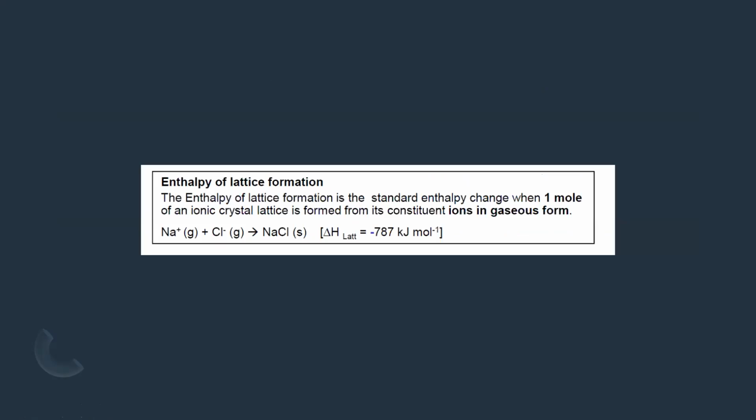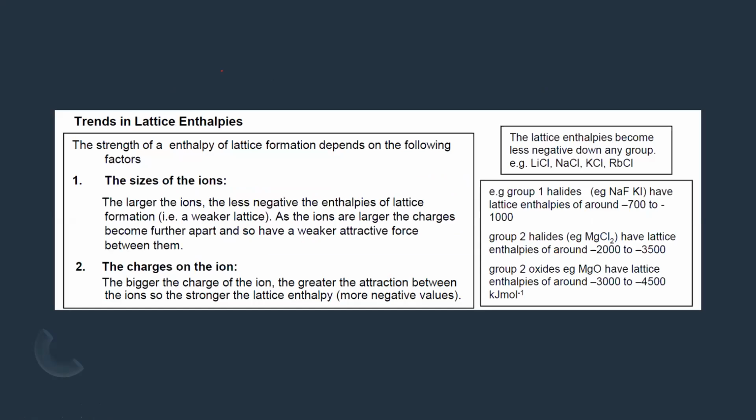And for lattice formation or lattice energy, when ions in the gaseous state form a compound, they release energy. We call that the lattice energy. And this lattice energy depends on the size of the ion. So the size of the ion should be as small as possible, and the charge on the ion should be as large as possible, so that we get the highest lattice energy for small size and greater charge.